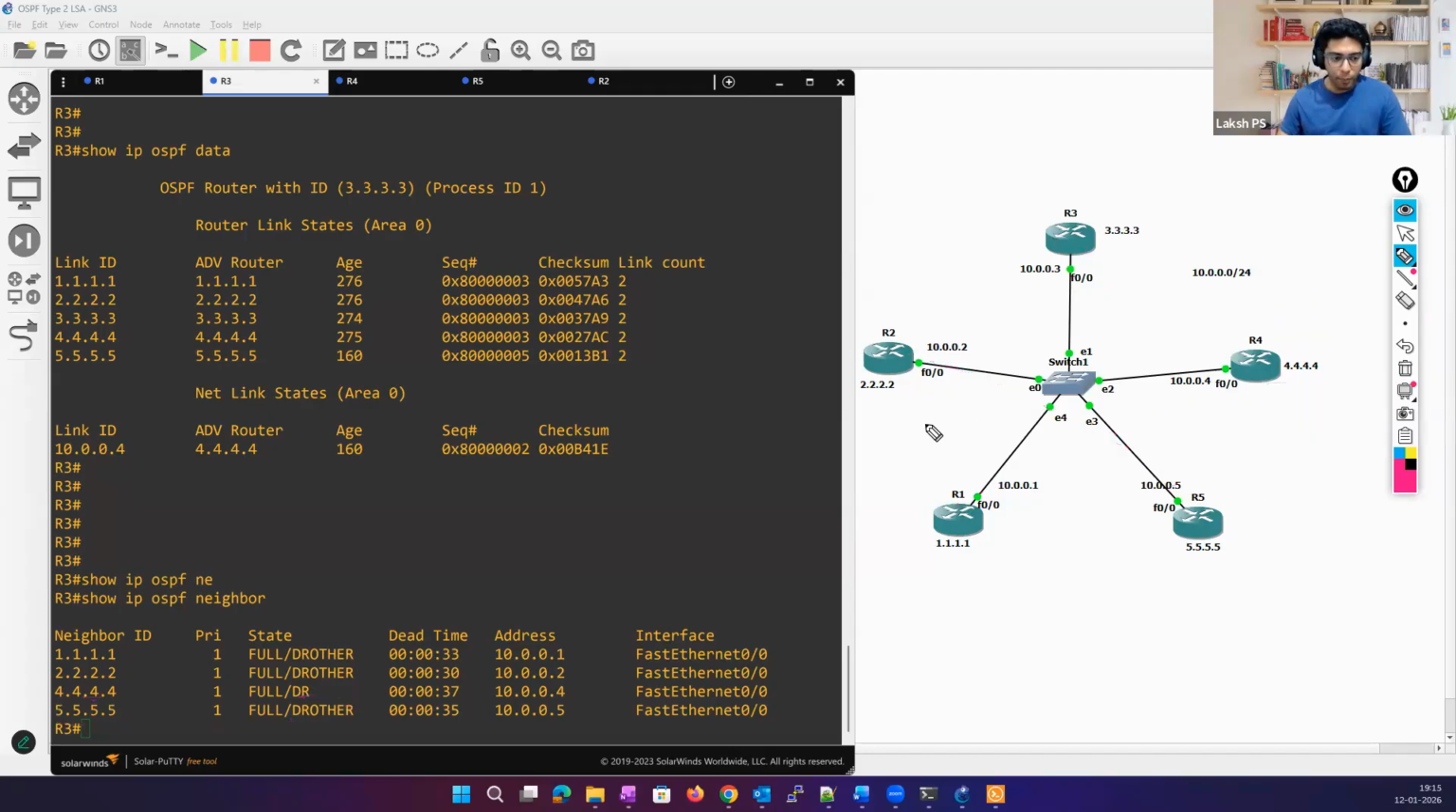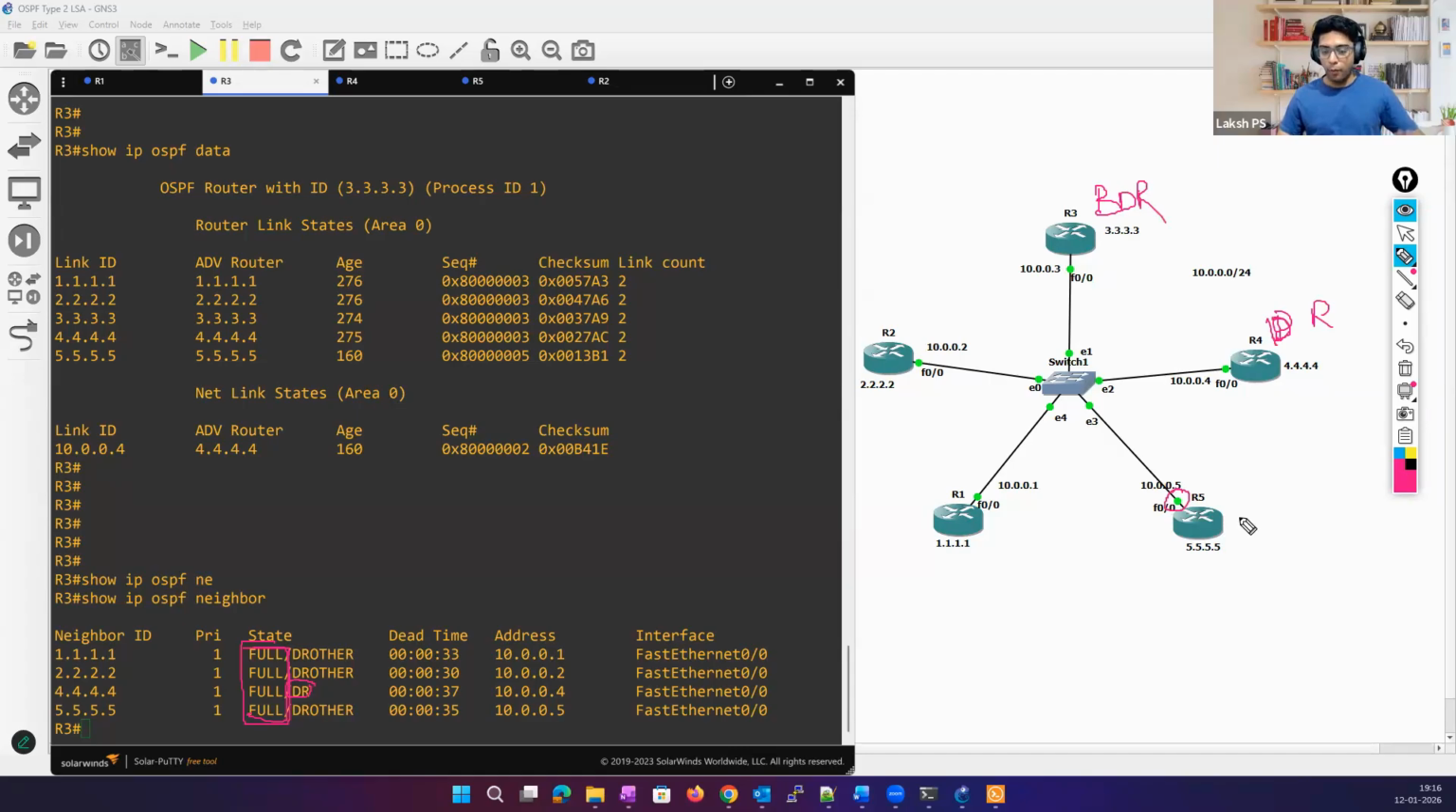Right. But over here, you can see that R4 is a DR. And since R3 has formed full adjacency with all the other routers, naturally R3 is the BDR and R4 is the DR. So when we brought back R5, when we brought up the interface of R5, R5 did not become DR. This is a very good policy of OSPF. R5 will not become a DR if it comes back up.